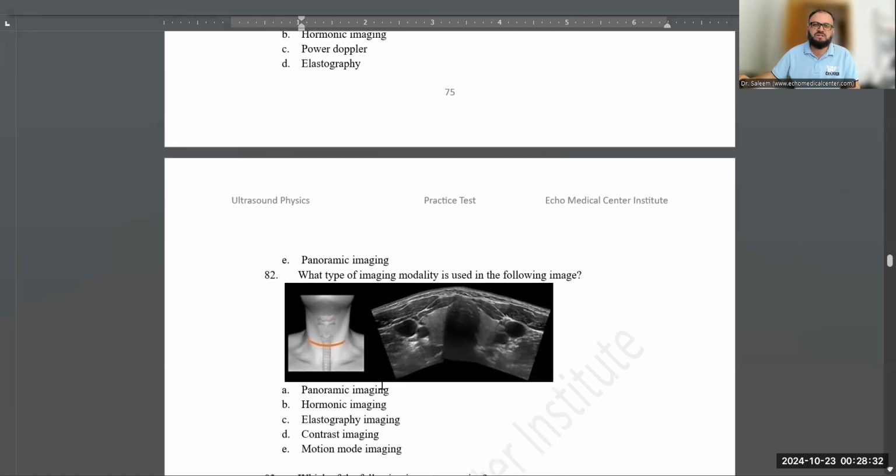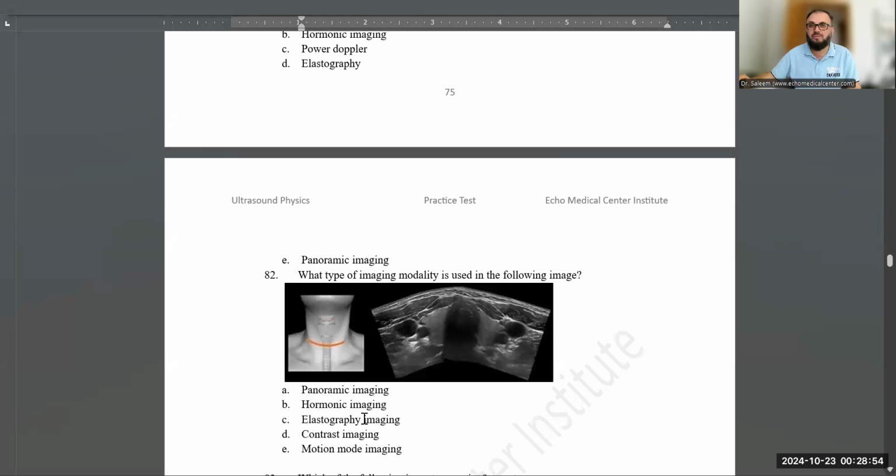So this question is asking what type of imaging modality is used for the following imaging? This picture is taken. Which modality was used? These are the options: panoramic imaging, harmonic imaging, elastography imaging, contrast imaging, or motion mode, M mode. What do you think?